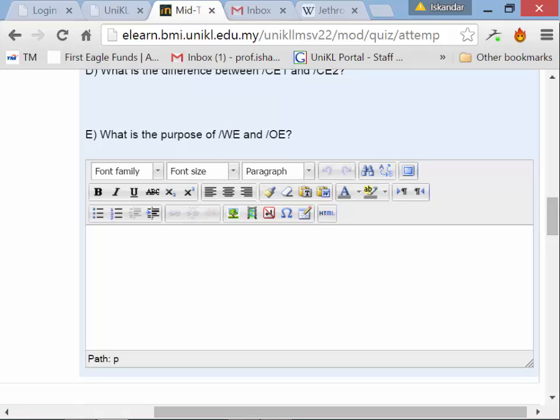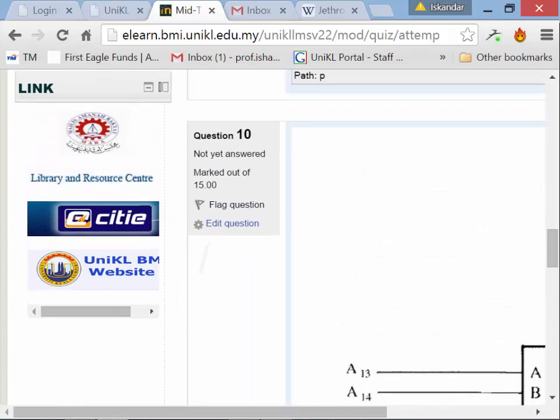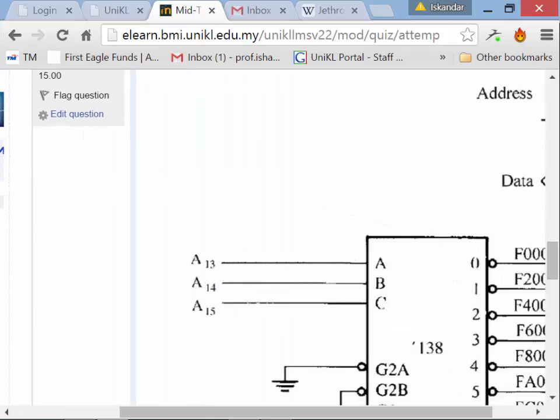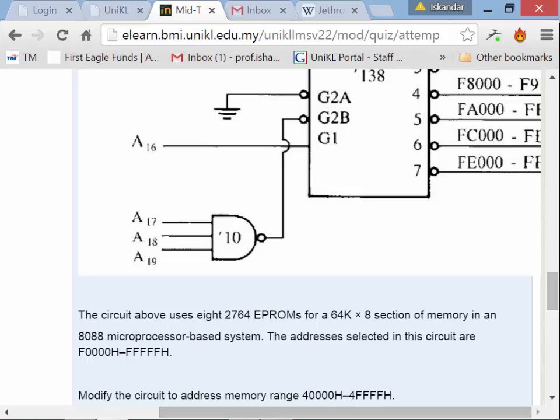Okay, this is one that I can't go through in this particular one because I can't show it. This is an important one. I think this one is worth 15 points. This is a very important one right here. The circuit there, address selected, modified to select the range. Now, we can look at this easily enough right here, I can see enough of this to solve the problem.